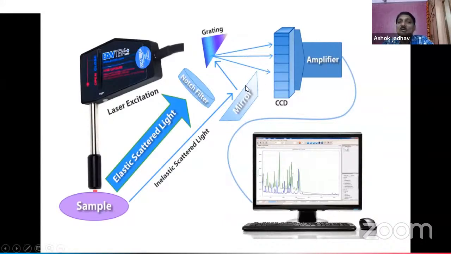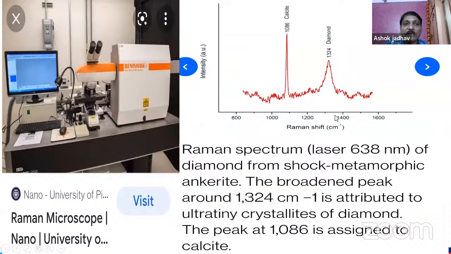So it is passed through a mirror, and then it is attached to an amplifier and computer. So we'll get this different blue color graph for aspirin, green color graph for Tylenol tablet. So this is the mechanism in which the portable Raman spectrophotometer is used to determine the molecular structure of any solid material.